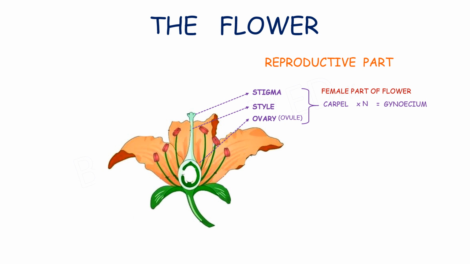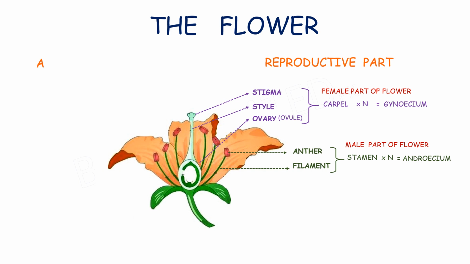Now the anther part. This red colored portion is known as anther, which is attached to a long tube-like structure known as filament. This anther and filament collectively form stamen, and a group of stamen is called androecium, and this is the male part of flower.